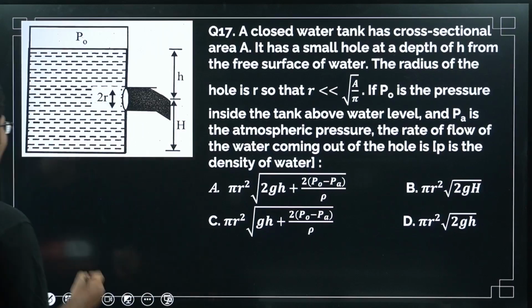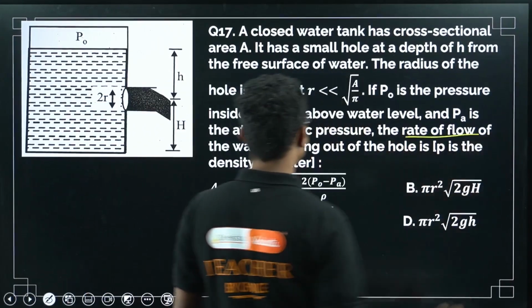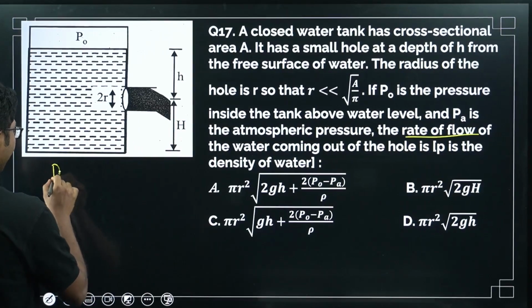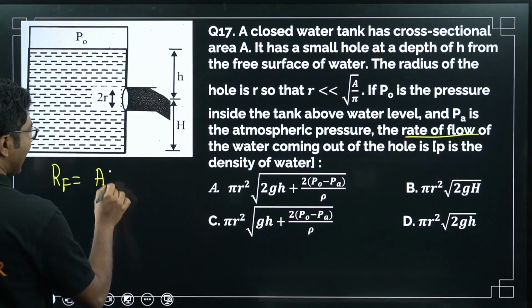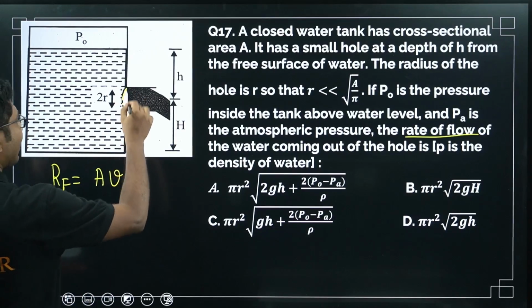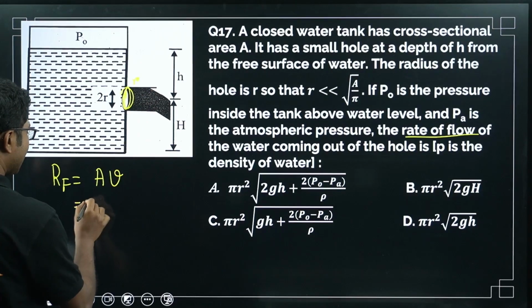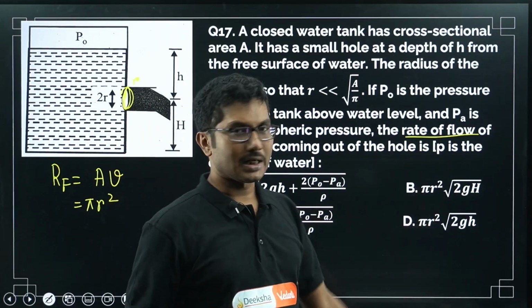We know that flow rate. Okay, so they have asked you the rate of flow. Suppose the rate of flow we are saying RF. Okay, so it is basically area times speed. What is the area of this hole? The radius is r, so area is basically pi r square. That much is clear. All the options have pi r square.